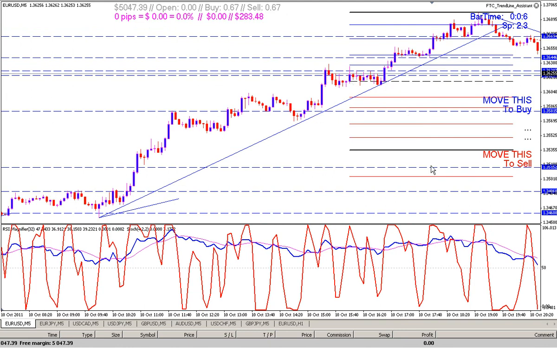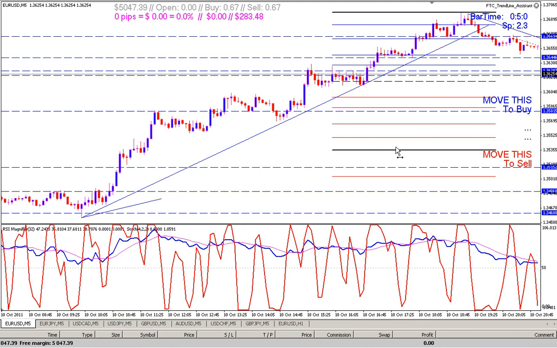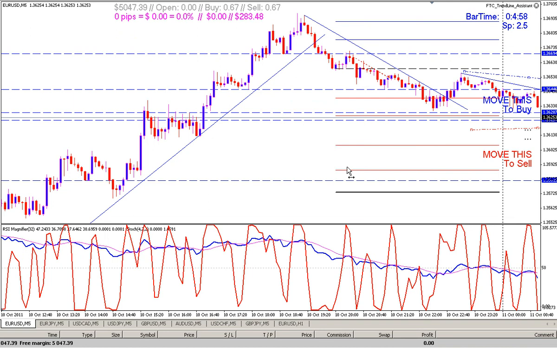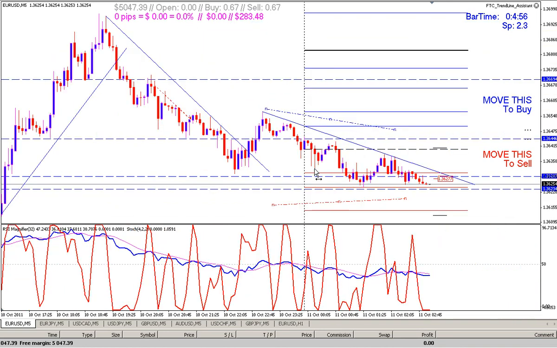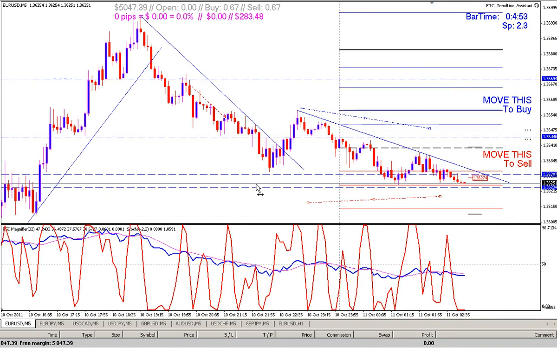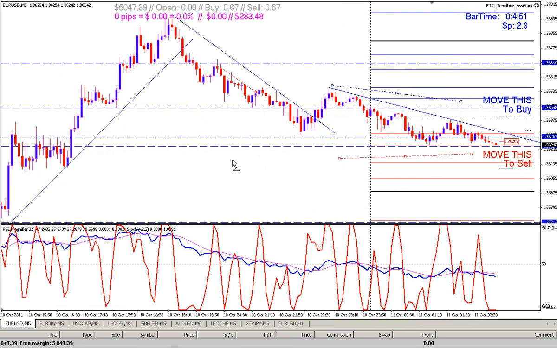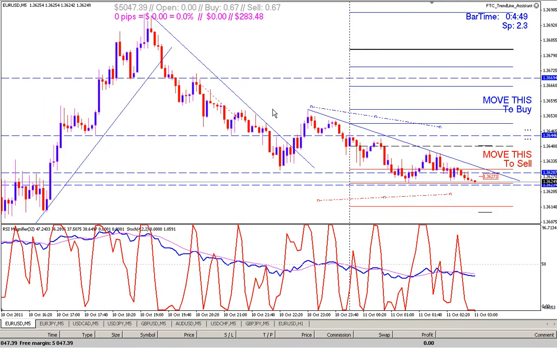And it redraws the Fibonacci lines every time an H4 bar closes. That's kind of a new thing that we'll explore later, be available later on the site.